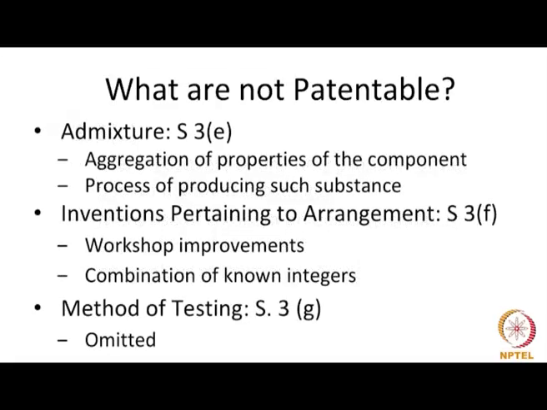Then we have section 3E. Now, we are still on the exceptions. We are on what are not inventions. A substance obtained by the mere admixture resulting only in the aggregation of properties of the components thereof, or a process for producing such substance. Now, if you mix two or three known substances and the aggregation of the properties is just a combination of their existing properties, then that substance which results from the mixture of two or three other substances will not be granted a patent.